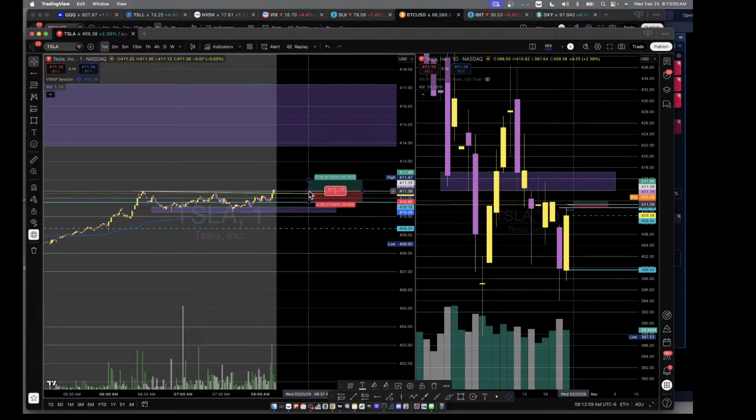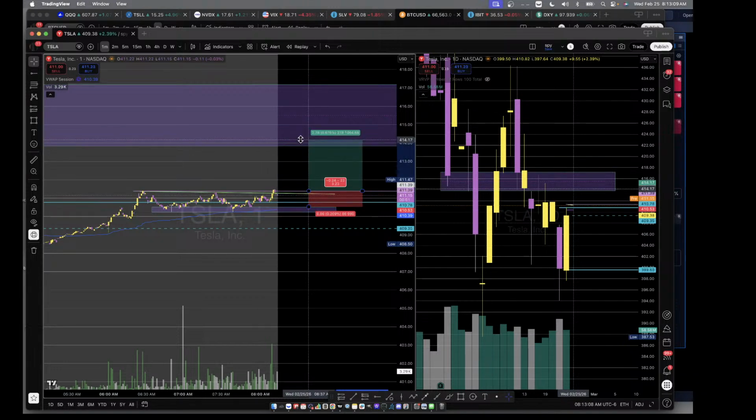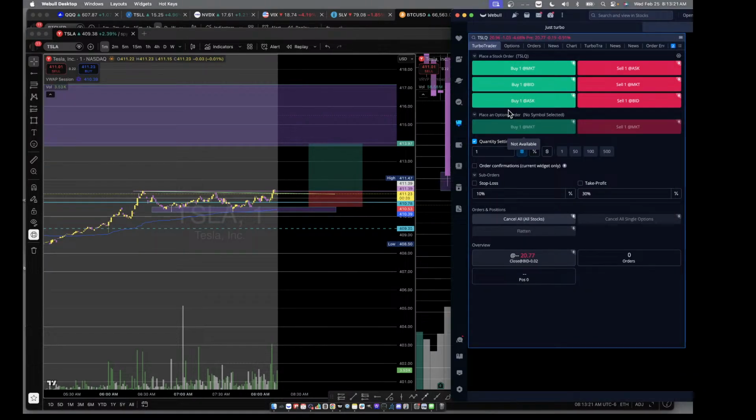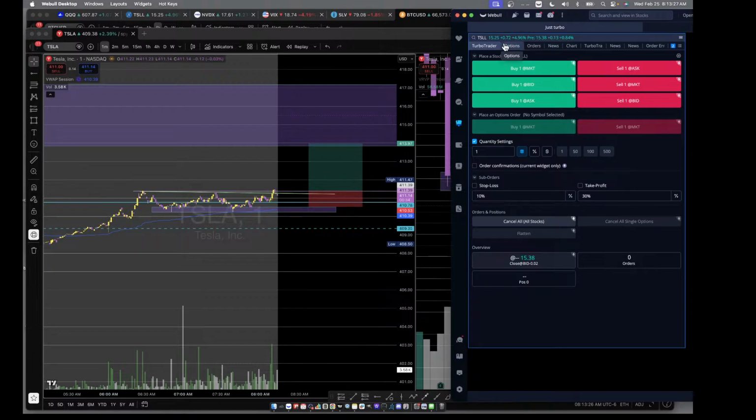And because it's such a short distance, I would say this. Maybe go in a little bit. I'm just gonna go in with one, the whole half size, which would be the TSLL. Can't get that wrong.